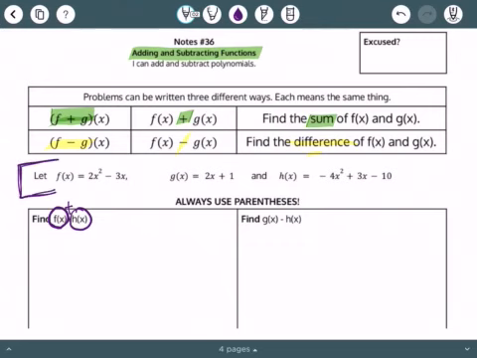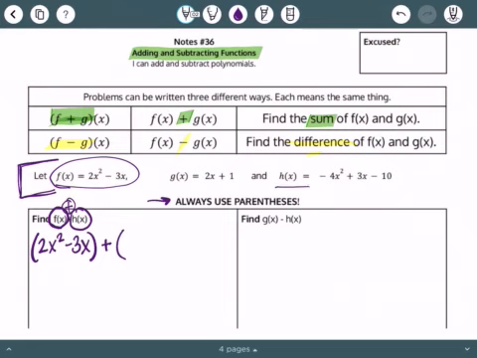So I see here they tell me basically the directions. So I'm going to look at the directions. This says f of x plus h of x. So I'm going to use f of x, and I'm going to rewrite f of x as 2x squared minus 3x. Right? Notice this little note here, always use parentheses. That's just a really good habit. It helps to not get lost. So I have f of x, and I'm going to add, because it says add, h of x. So I'm going to open my parentheses. I'm going to use h of x, which is over here, negative 4x squared plus 3x minus 10.